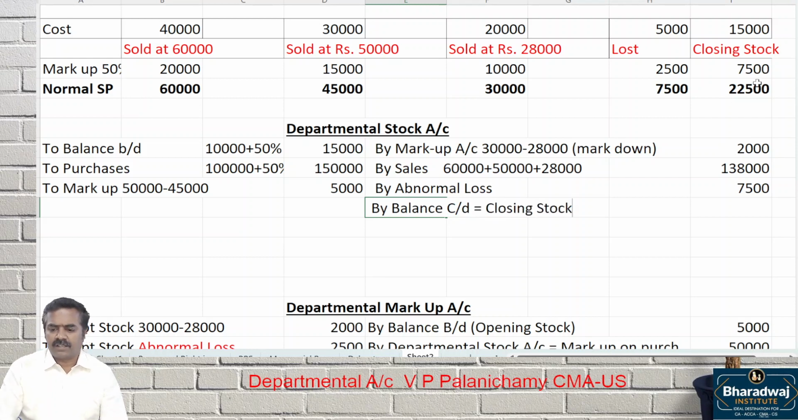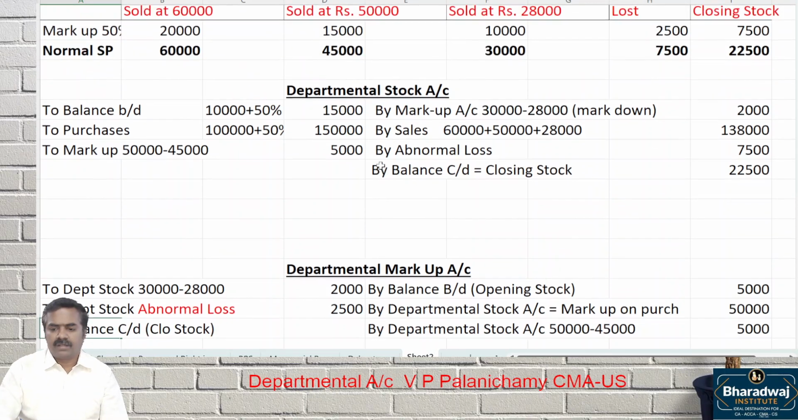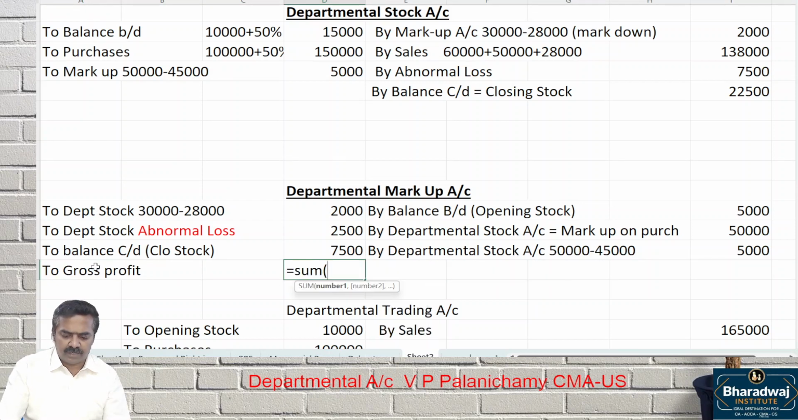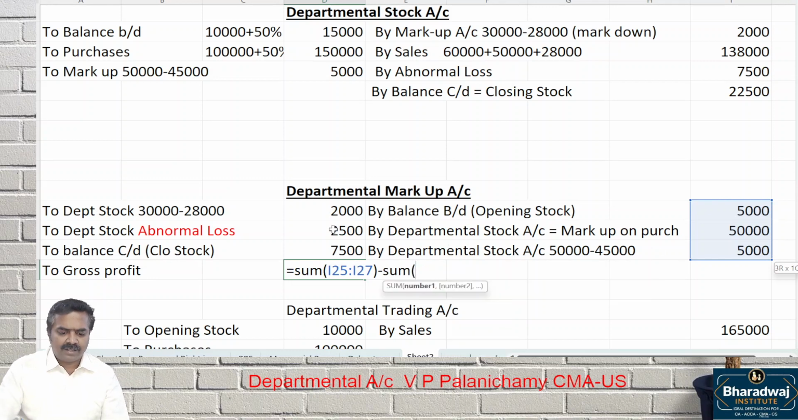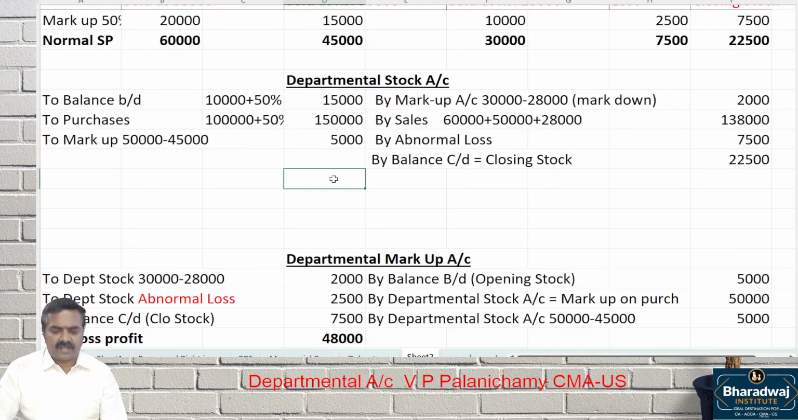What is the closing stock, selling price? 22,500. For this, we will maintain what? To balance carried down. This is on which stock? Closing stock. What is the closing stock's profit element? 7,500. When you tally this, you will get gross profit, same like branch adjustment account. This is same like your stock and debtors system branch adjustment account. How much profit? 48,000.